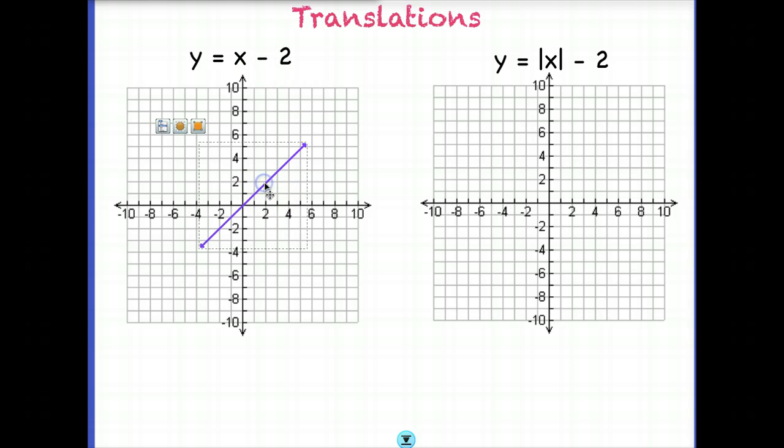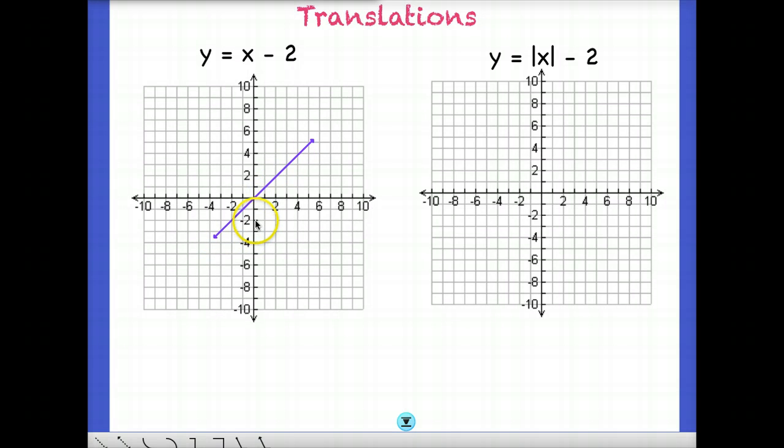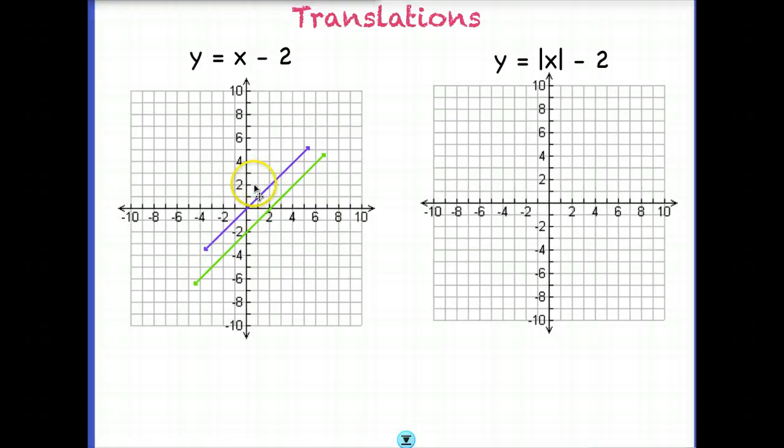So I could pick this up and move this whole line down 2 right here. So I'm not going to try to move the purple line. I think it's stuck on there. But I'll draw another one that is 2 units down. So notice and compare, we have our parent function here in purple and our new line, which has just been translated down 2 units. So now our y-intercept is at 0, -2 instead of 0, 0.